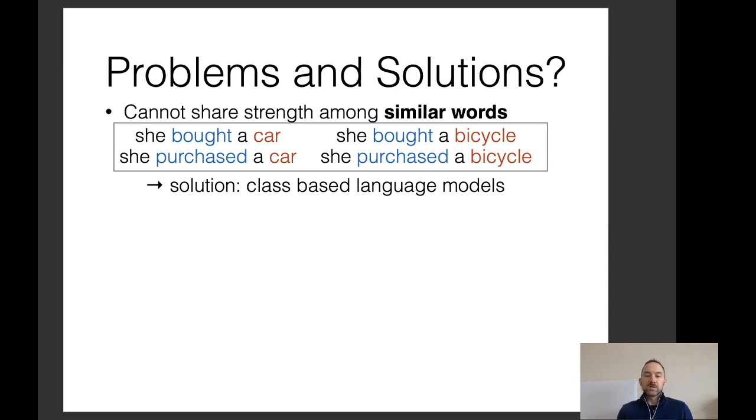As a solution, there are things like class-based language models, where people tried to group words into classes and calculate the probabilities based on the counts of the classes.